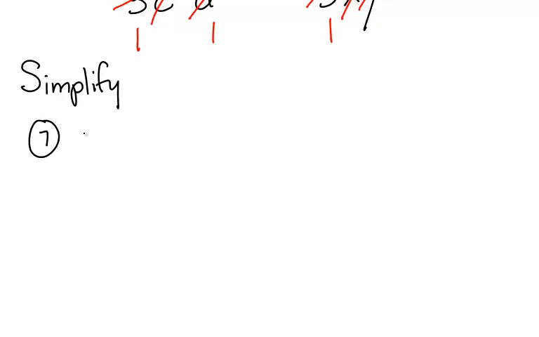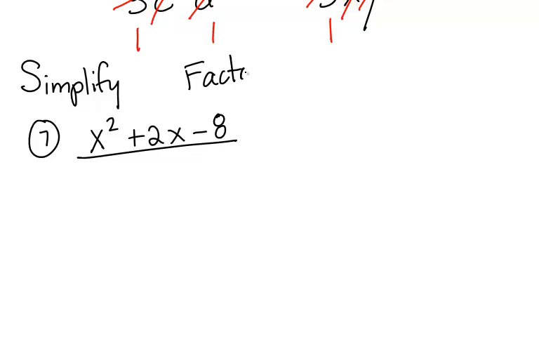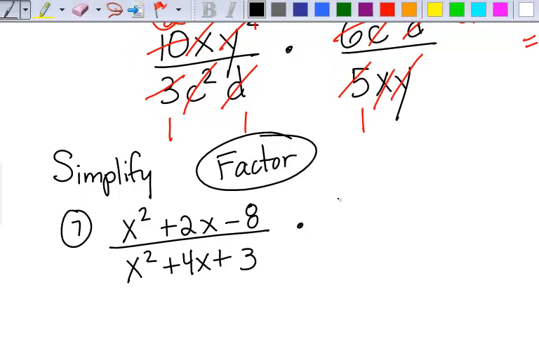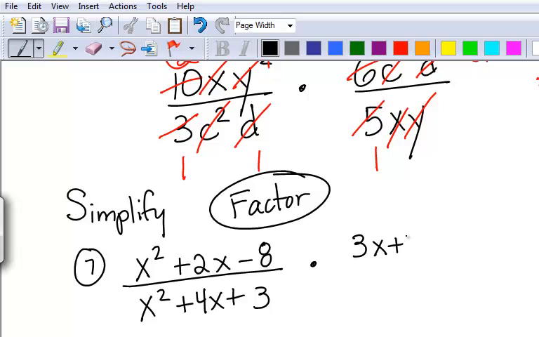Okay, up in the numerator, they have x squared plus 2x minus 8. So we're back to a polynomial. And the key on this is you're going to factor, star that, highlight it. Down in the denominator is x squared plus 4x plus 3. Okay, now instead of just simplifying, now they're going to simplify and multiply. So up in the numerator over here is 3x plus 3, and the denominator is x minus 2.